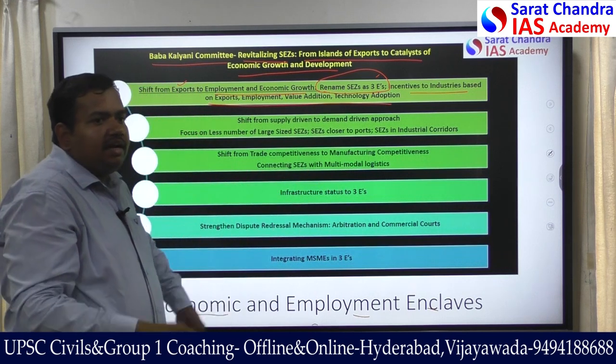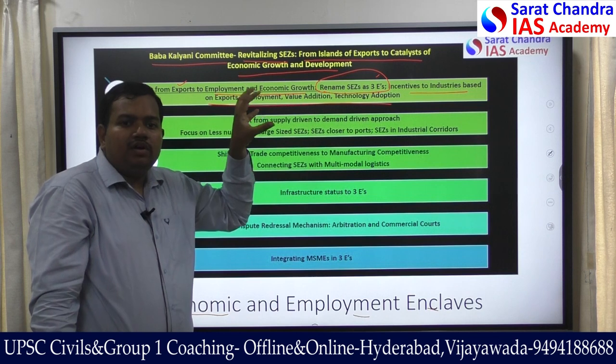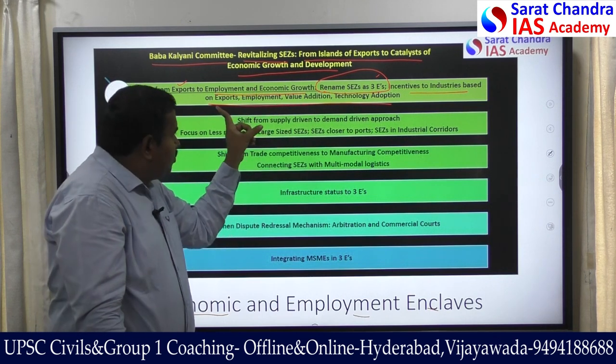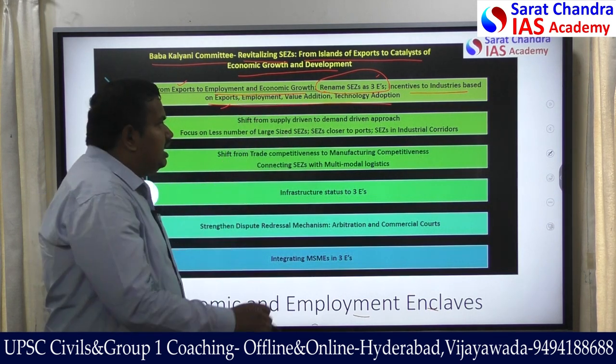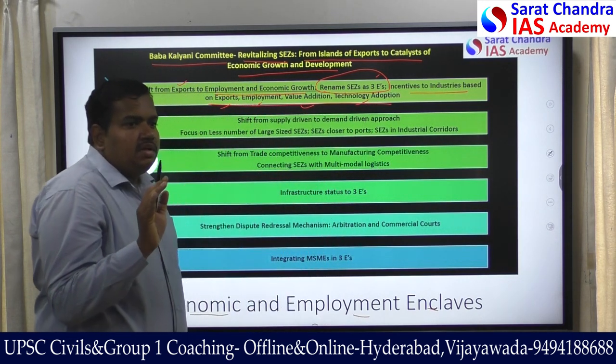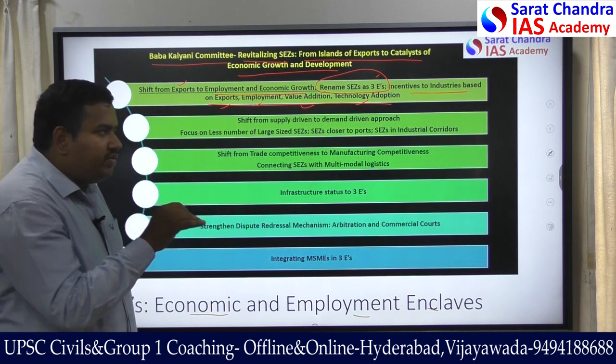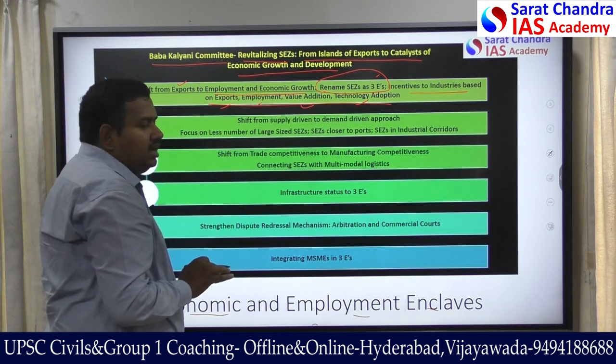Okay. And incentives to industries based on exports, employment. Earlier, we were going to give incentives only based on exports. Now export is one of the aspects. Similarly, employment generation, value addition and technology adoption. Before, we were providing incentives only based on exports, but now we have added other features also.